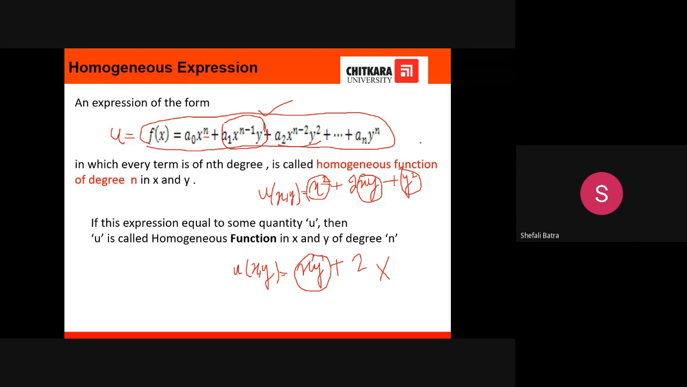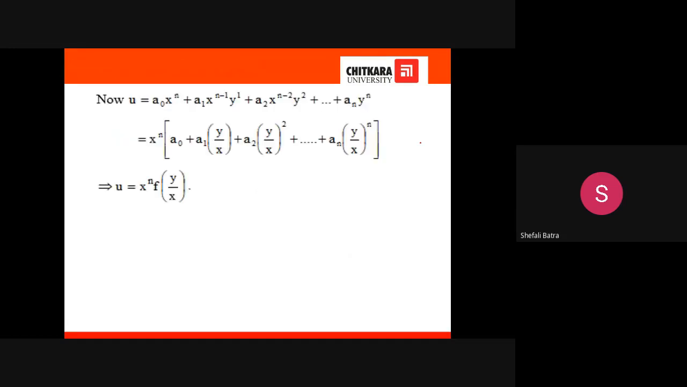To extend this idea, to extend this definition, we have another definition of a homogeneous function, which will be like this. u is a function of variables x and y, right? u can be written as a naught x power n plus a1 x power n minus 1 y plus a2 x power n minus 2 y square and up to an y power n. Same expression which we have taken in the previous slide, right? We know that it is homogeneous.